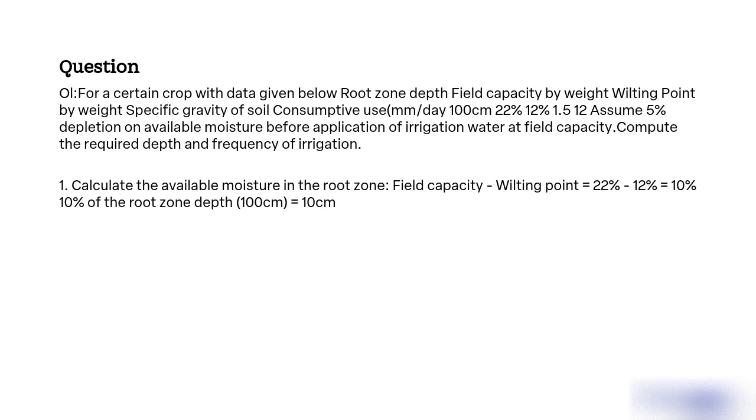1. Calculate the available moisture in the root zone. Field capacity minus wilting point equals 22% minus 12% equals 10%. 10% of the root zone depth, 1/100, equals 10 km.